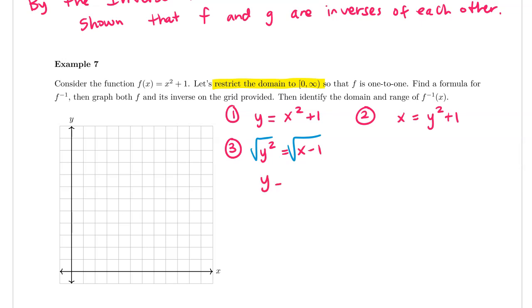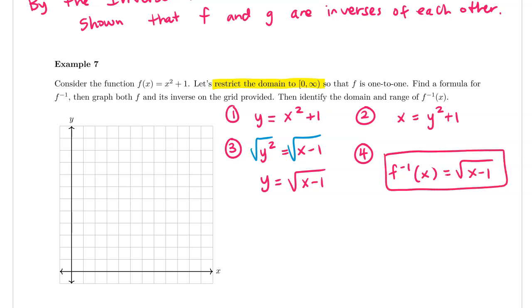That's going to give me y equals, and again, normally we would put plus or minus, but in this instance we only have the positive values, so it's just going to be y equals the square root of x minus 1, and then step 4, I'm going to replace y with f inverse of x. So here is our formula for our inverse function. Let's go ahead and graph our two functions, our f and our f inverse.